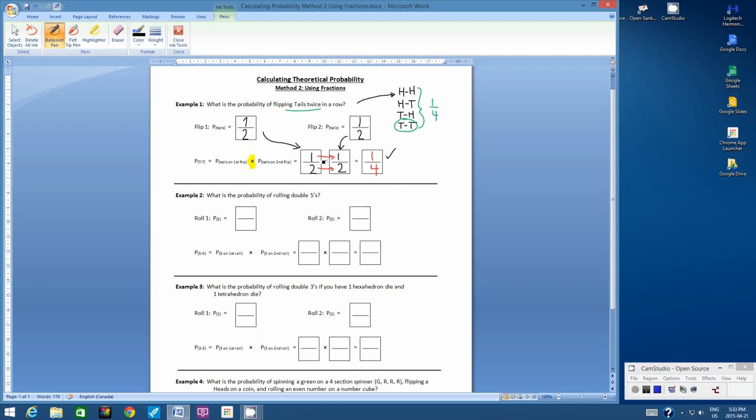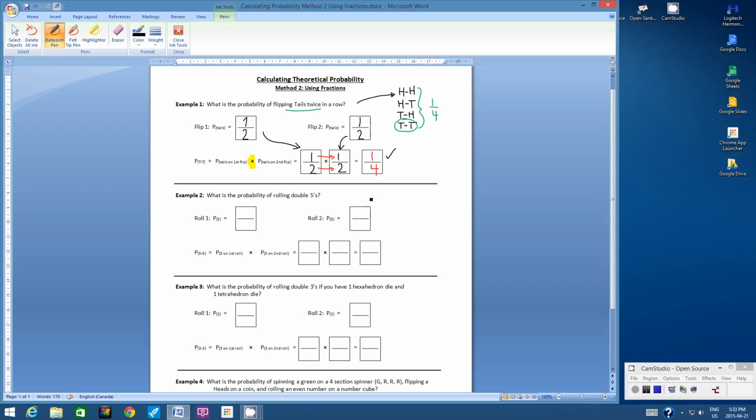So you might be thinking, well, this method 2 is actually longer than method 1 of writing out all of the outcomes. Okay, so that brings us to example 2. What is the probability of rolling double 5s? Either you do it with 1 number cube or 2 number cubes, it doesn't matter.